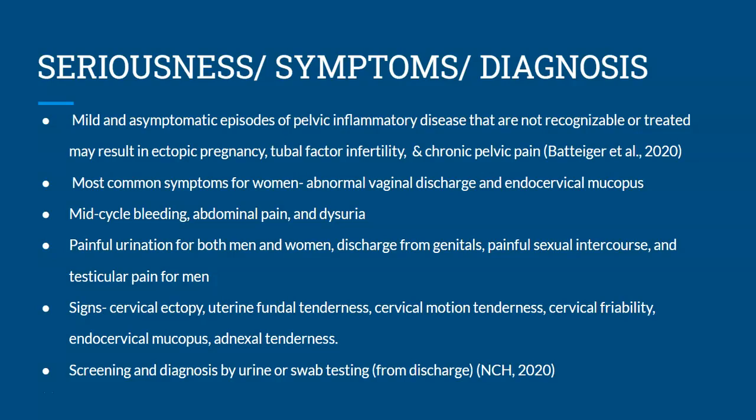Other symptoms include mid-cycle bleeding, abdominal pain, and dysuria, painful urination in both men and women, discharge from the genitals, painful sexual intercourse, and testicular pain for men. Signs of chlamydia are cervical ectopy, fundal tenderness, cervical motion tenderness, cervical friability, endocervical mucopus, and adnexal tenderness. In order to diagnose Chlamydia trachomatis, screening and diagnosis are done by urine and swab testing from the discharge.